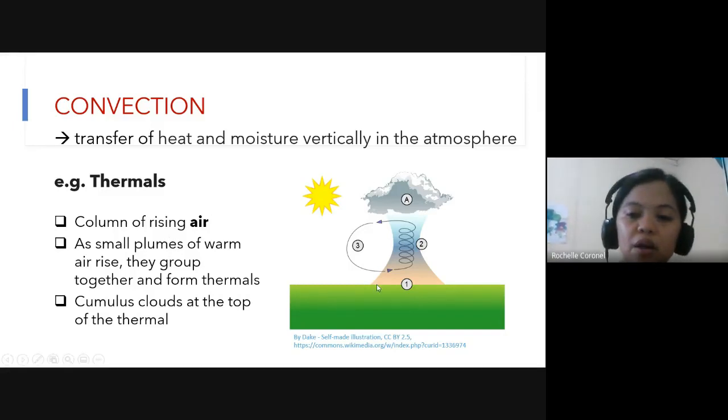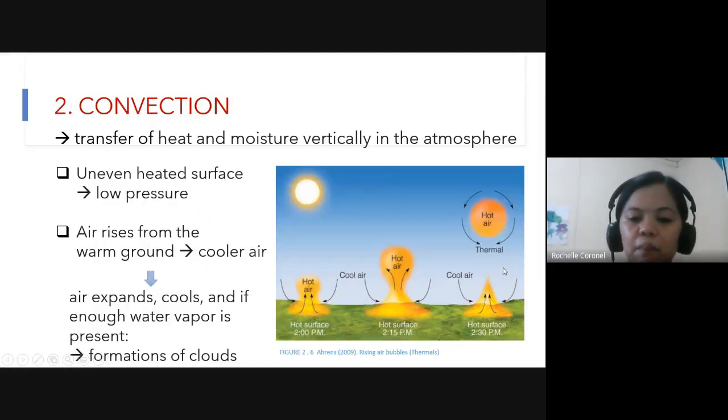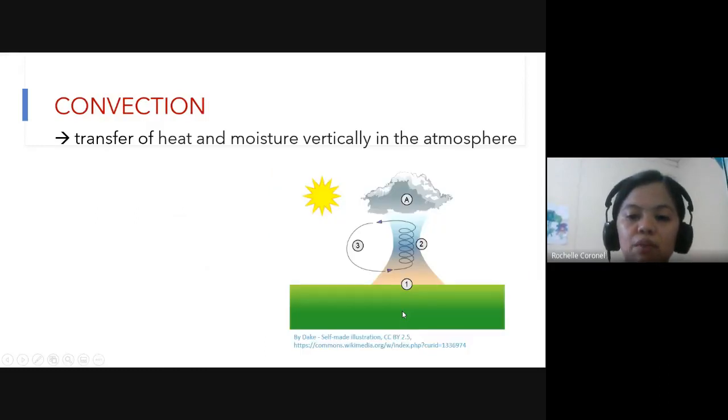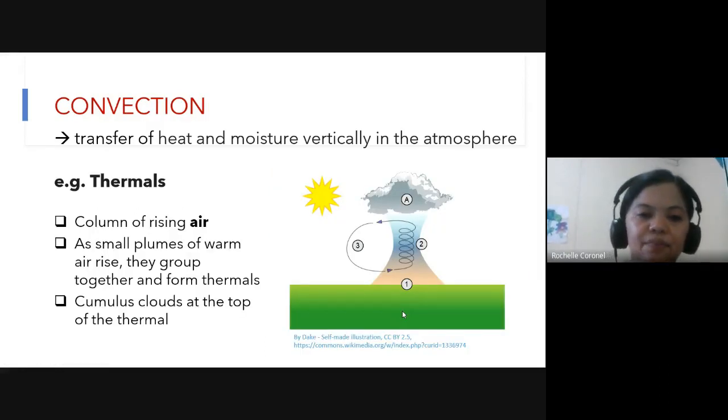At the top of these thermals, there's an unstable atmosphere, and there's enough moisture that rises up due to these thermals, so we expect some cumulus clouds on top. And sometimes when there are many uneven hot thermals on the surface, those cumulus clouds also form one after another.